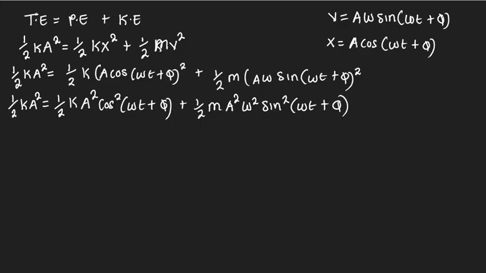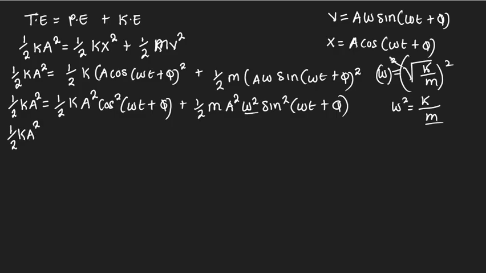Now, I want you to know something. Omega is represented by the letter W and it is equal to square root of K over M. So if we square this side, we are going to get omega or W to the power 2 equal to K over M. Then, where there is this guy, I can replace with this. So, I'm going to get 1 over 2 Ka power 2 equal to 1 over 2 K, A to the power 2, then cosine to the power 2, then plus phase. Then my work is going to be this side.